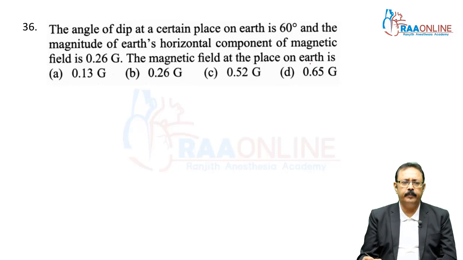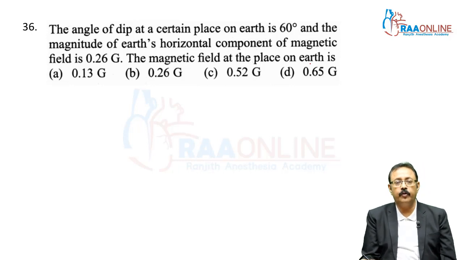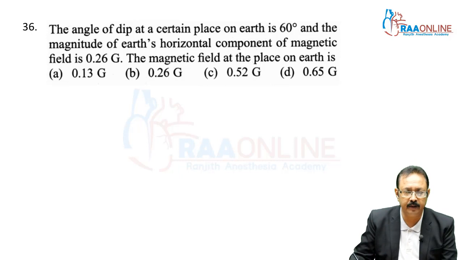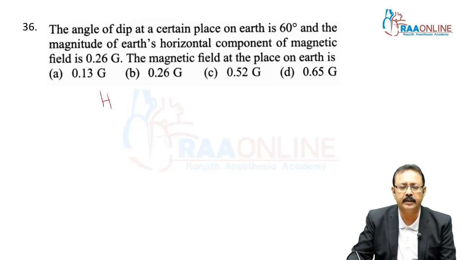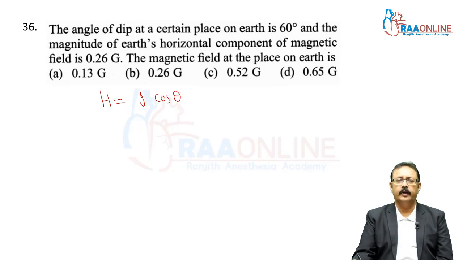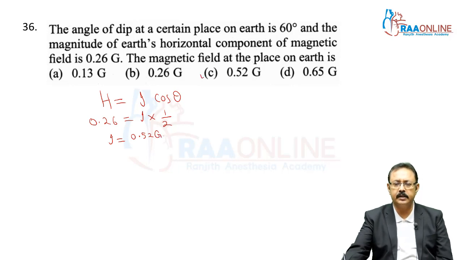Next, the angle of dip at a certain place on the earth is 60 degree, and the magnitude of horizontal component is 0.26 gauss. The magnetic field at the place on Earth is C. We know the formula, H is equal to I cos theta. Horizontal component is 0.26 Gauss. We will get I in Gauss only. Theta is 60 degree, so cos 60 is 1 by 2. So the magnetic field is 0.52 Gauss. So we will go with C.